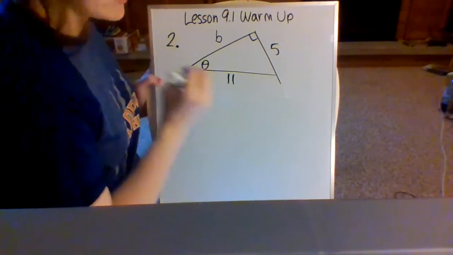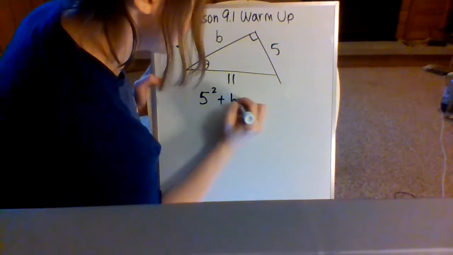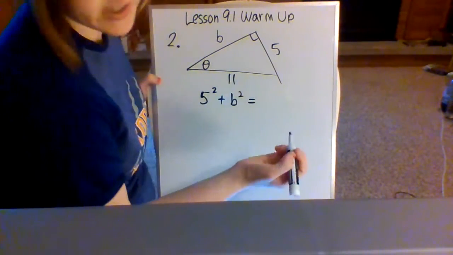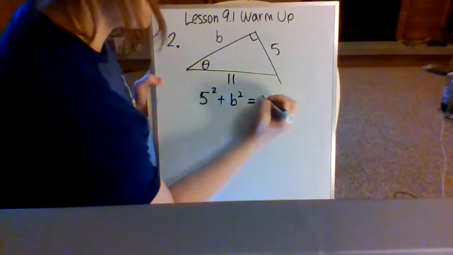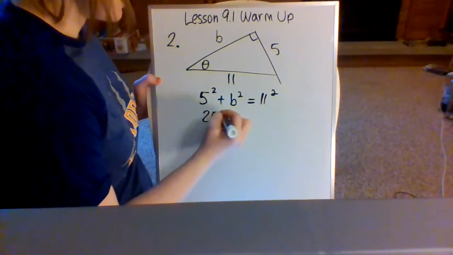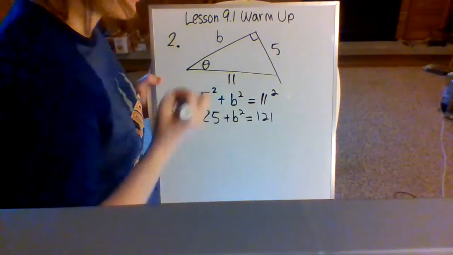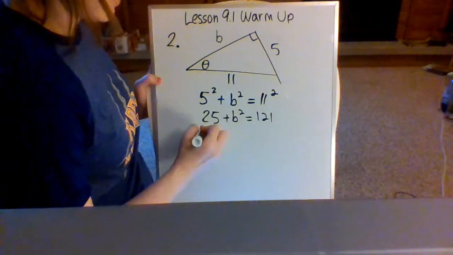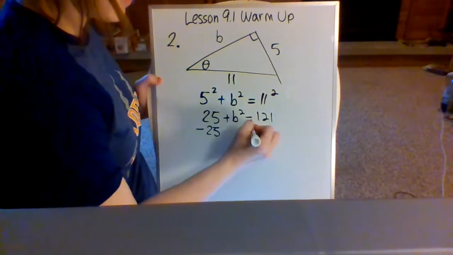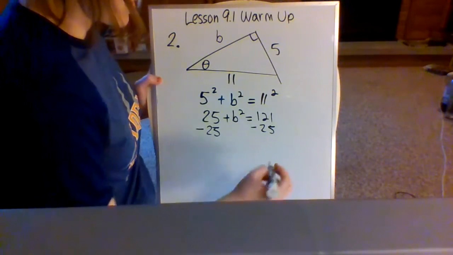So in the Pythagorean theorem, we're going to do a squared, so 5 squared, plus b squared equals c squared, and c is 11. So 11 squared. Alright, so we have 25 plus b squared equals 121. Okay, then we're going to subtract 25 from 121, and that equals 96.